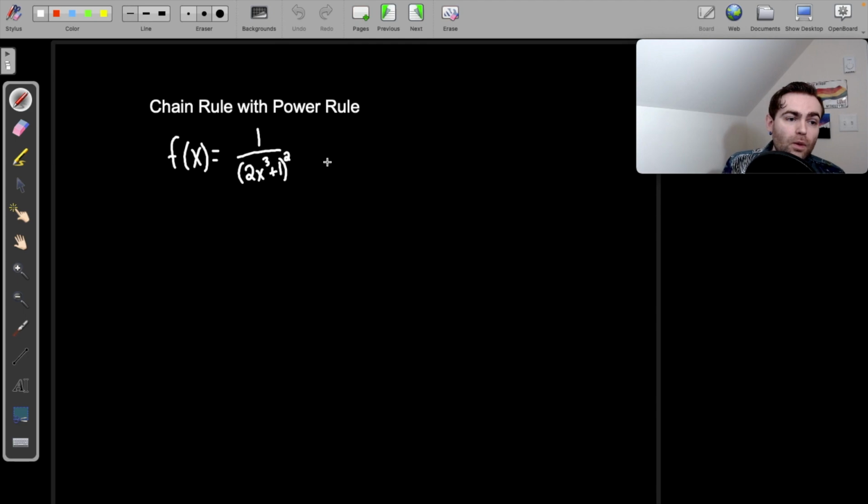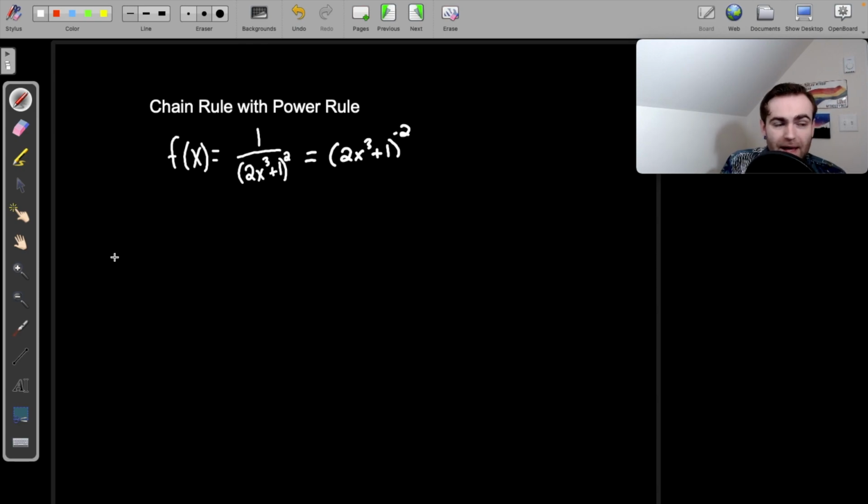First thing I'm going to do before I do anything is rewrite this, because it's written in a very ugly way. It's not written in a way that's going to help us use any of our derivative rules. So we know with exponents that if we have something raised to a power in the denominator of a fraction, that's the same thing as a negative power. So this is 2x to the third plus 1, to the negative 2 power.